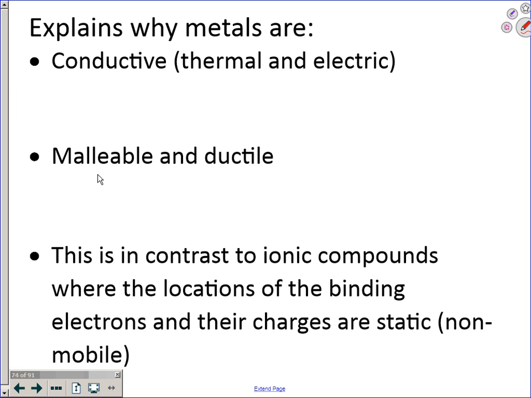Okay, so the conductivity, thermal and electric, and malleable and ductile, those are all explained by how the delocalized electrons can relate to each other. One thing, and I've already explained this because I just drew that picture with the electrons bouncing around, they can flow through the charge quite easily.